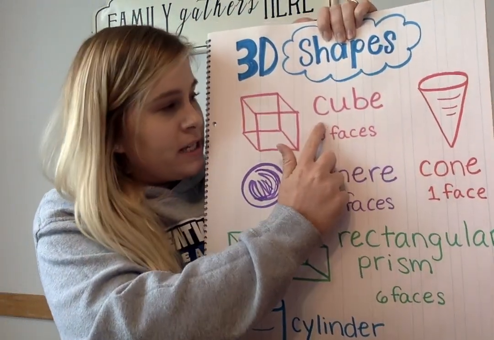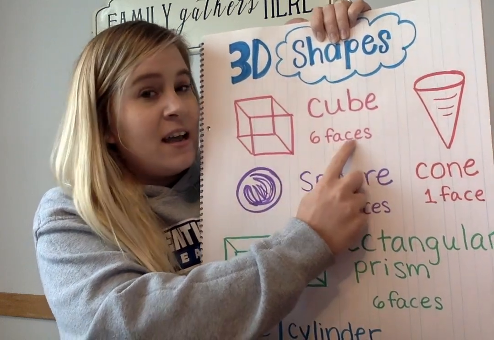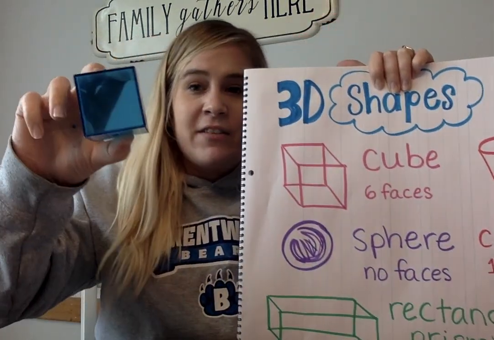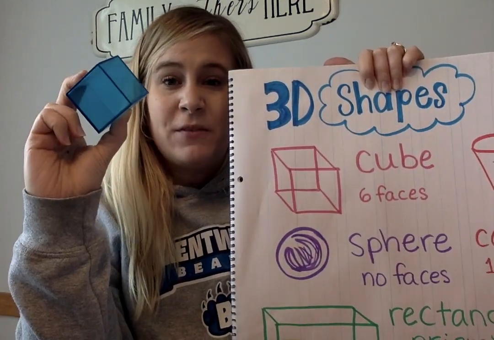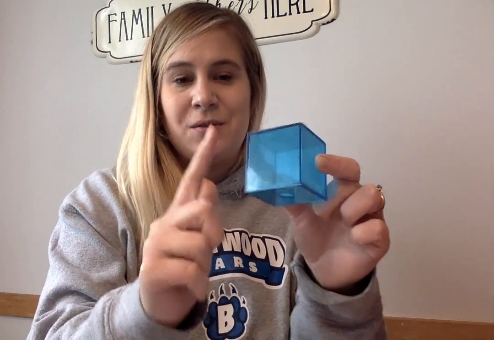This one is called a cube, and it has 6 faces. So I have a cube here. It's made out of what kind of shape? Squares. So if you had 6 squares, you could make a cube. The face is the flat part of the shape. That's what we call the faces. So we can count them 1, 2, 3, 4. Let's see, 1, 2, 3, 4, 5, 6. It's made out of 6 faces, and we call it a cube.